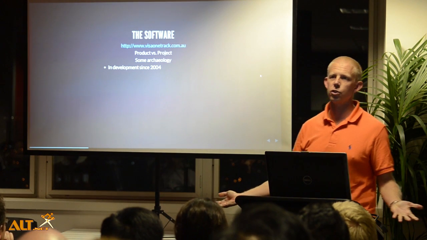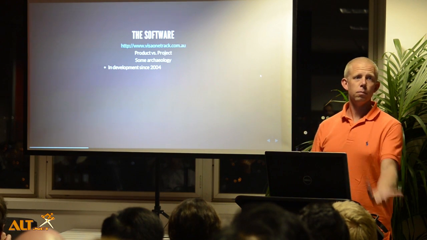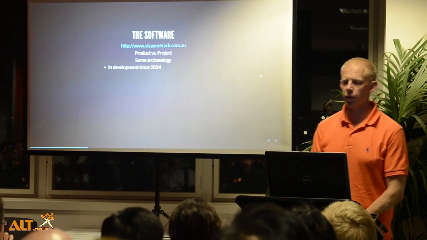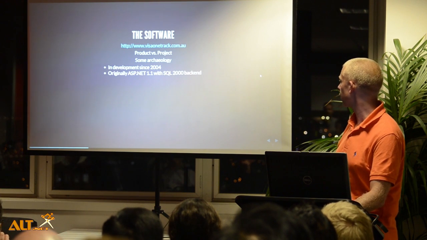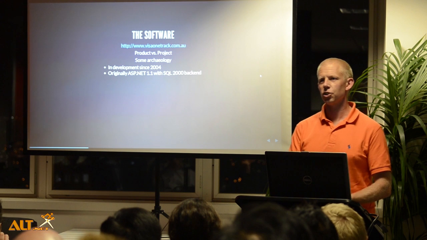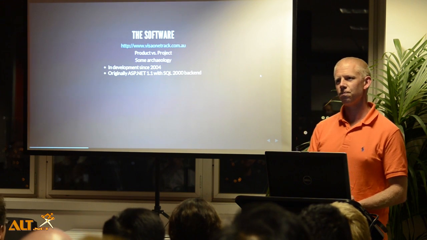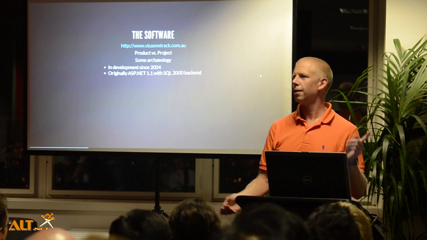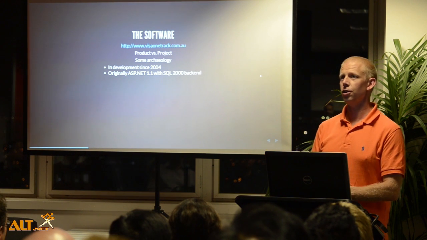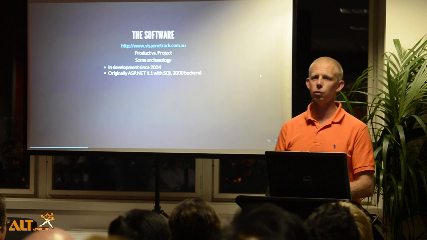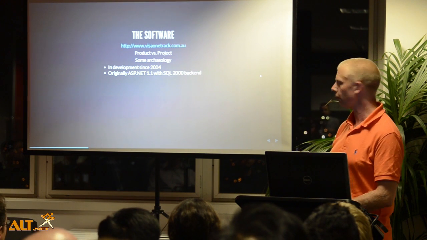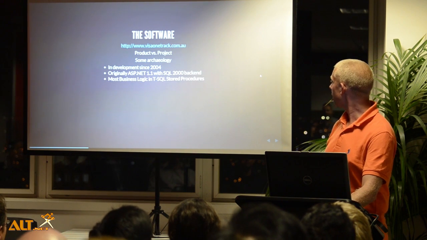Really the whole purpose of this talk is to give our approach to how we've dealt with some legacy code. So if you rewind to 2004, it was .NET 1.1 with a SQL 2000 backend. We're really talking cutting edge here. If you think back to .NET 1.1, no LINQ, no generics, there weren't even nullable value types in .NET 1.1, so it was pretty cutting edge.